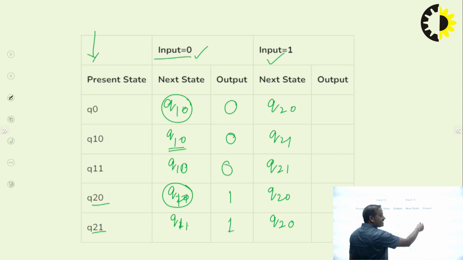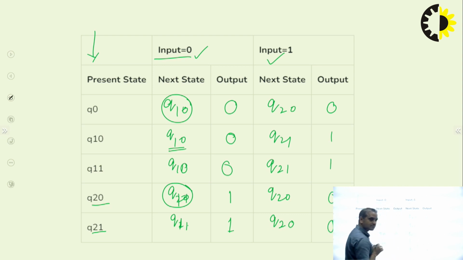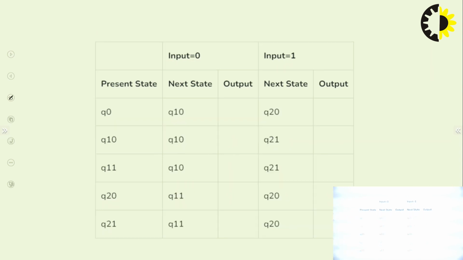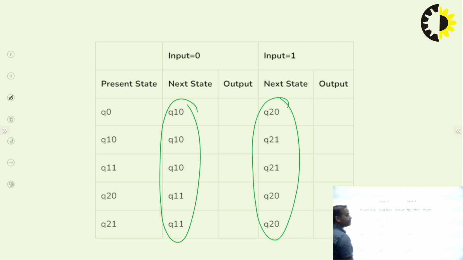Same output is written here: 0 for this, 1 for this, 1 for this, 0 for this, 0 for this. We have to check output with the previous table. This is the final entries of next state, and here the next state for input 0, and this is for input 1. We saw in the previous table.